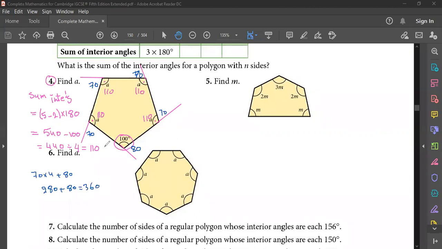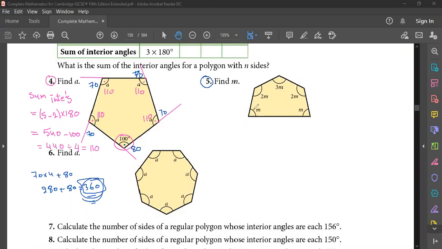The sum of exteriors, as we noticed, is always 360. But here in this non-regular pentagon, because one of the angles is not the same as the others, it's not regular. But still the sum of exteriors should be equal to 360. If one is different from another, they're not equal, and it's called a non-regular pentagon. But when they are all the same, it's called a regular pentagon. Okay. Now question number 5.